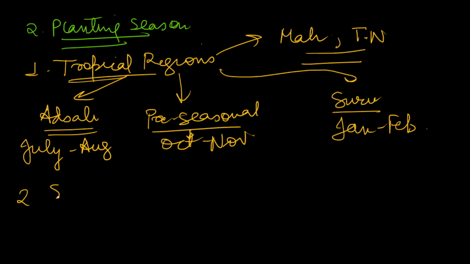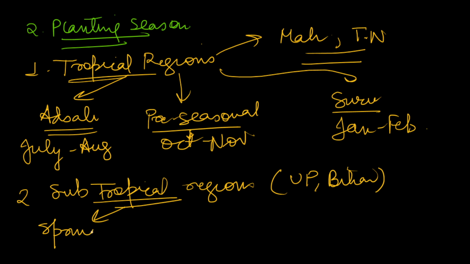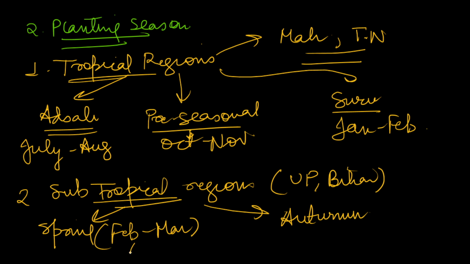And when it comes to subtropical regions, that is above the Tropic of Cancer, obviously states such as UP and Bihar will come in. Here we generally have two planting seasons. The first one is the spring planting season, and the second one is the autumn planting season. The spring planting season is around February to March, and this is the main season in the subtropical regions.